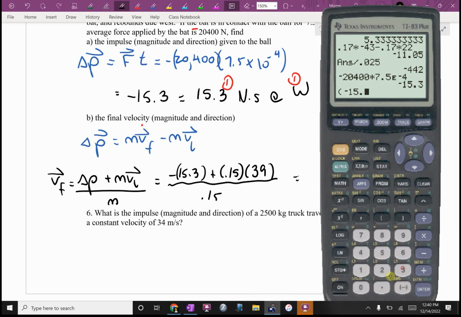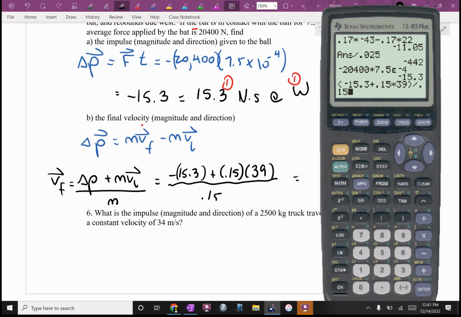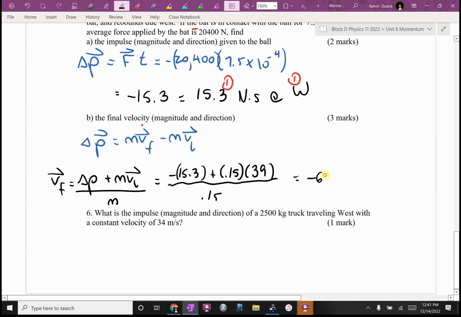Bracket, negative 15.3. I guess I could use my answer button. Plus 0.15 times 39. Close off the top. Divided by 0.15. 63? Is that right? Yeah? No? Yes? People nodding? I got negative 63, so if I report that, 63 meters per second to the west. Is that the right answer?